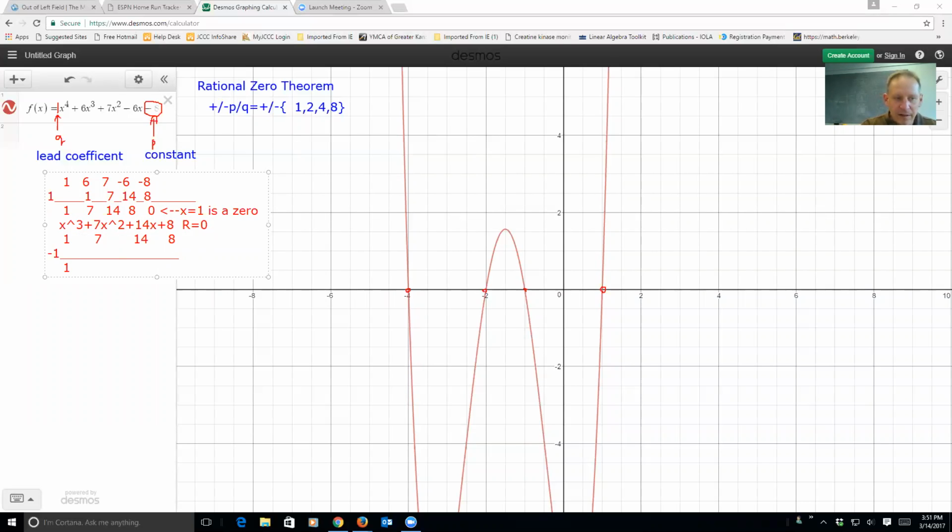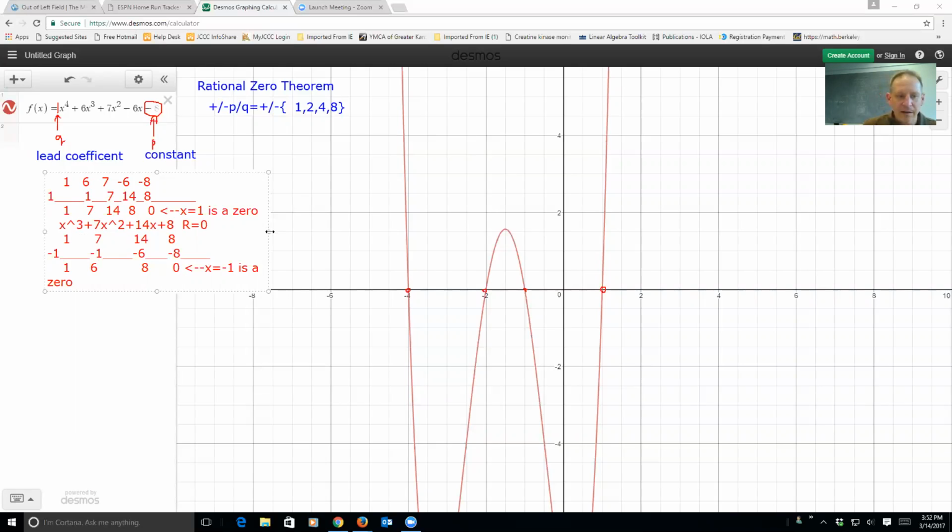I'm going to bring down my 1. 1 times negative 1 is negative 1. I add 7 and negative 1 and get 6. So I have negative 1 times 6. That is negative 6. Add those together, and I get 8. And 8 times negative 1 is negative 8. I add those together, and I get 0. So we found out that x equals negative 1 is a 0. And that's what we wanted.